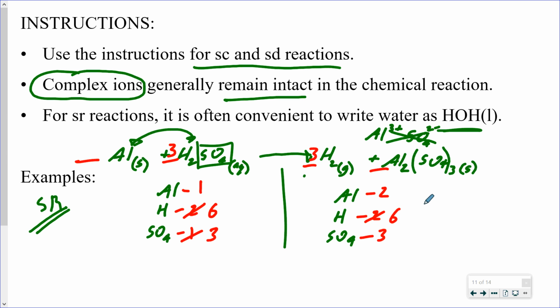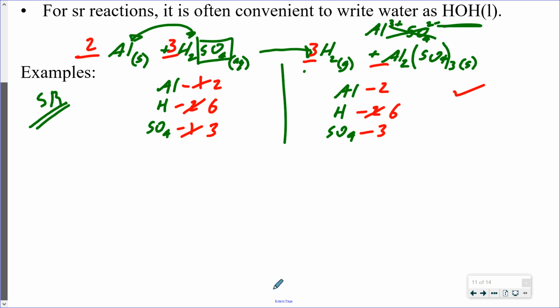The last one is aluminum. We have 2 aluminum on the right. We just need to put a 2 in front to get our 2 aluminum on the left. Let's double check. 2 aluminum on the left, 2 aluminum on the right. 3 times 2, 6 hydrogen on the left. 3 times 2, 6 hydrogen on the right. 3 sulfate on the left, 3 sulfate on the right. This is a balanced reaction for single replacement.